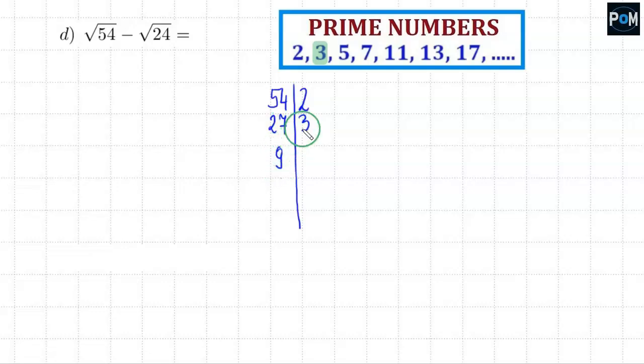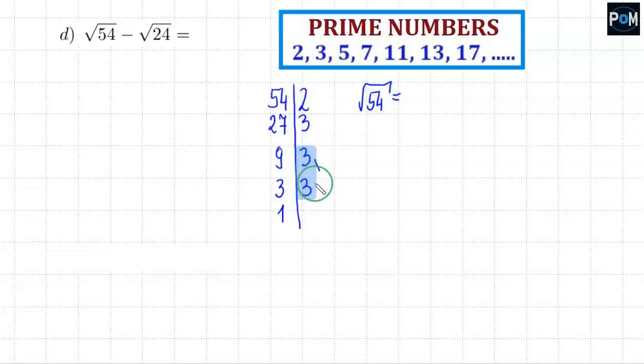I'll still be able to divide the 9 by 3, so I write 3 and divide. 9 divided by 3 gives me 3. And the 3 can be divided by 3 again, resulting in 1. At this point, I have the end of the prime factorization, and I can write what the square root of 54 is equal to. In the front, I pair up. Here I have 2 3's.